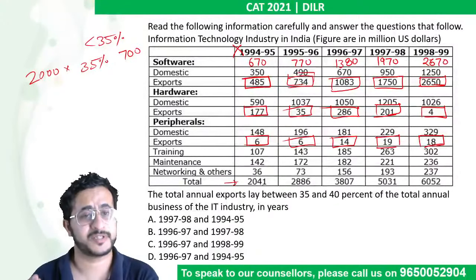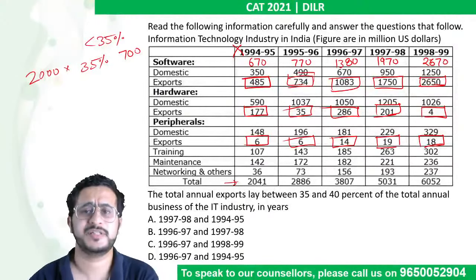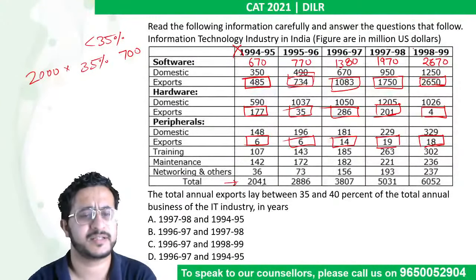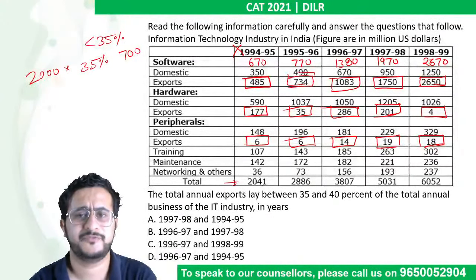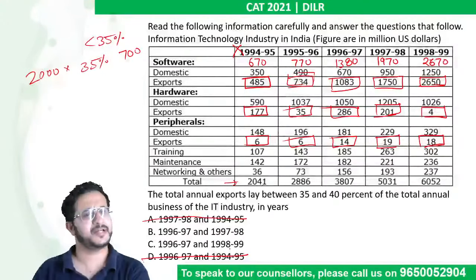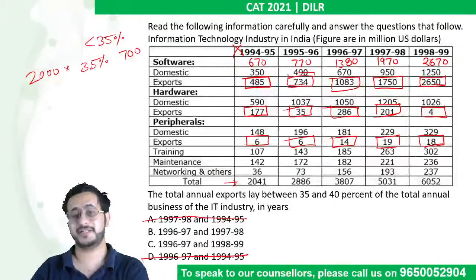Now if you look at the options, we generally, लोग करते क्या? लोग they calculate for all 5 years and then answer. No, look at this. 94, 95 is present in option A and option D. So these two cannot be the answers. Okay, you can eliminate these two options.